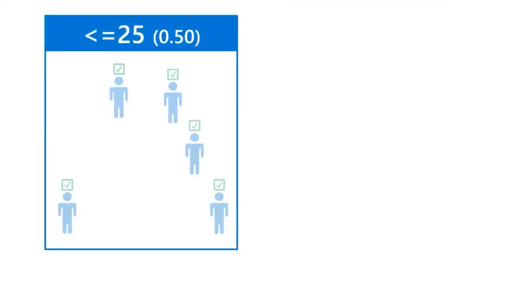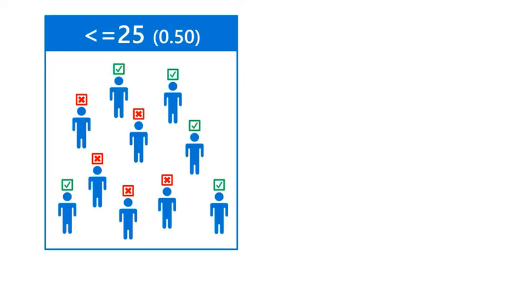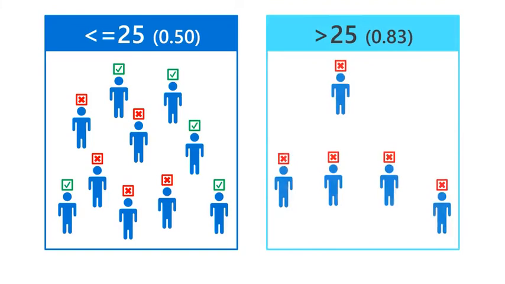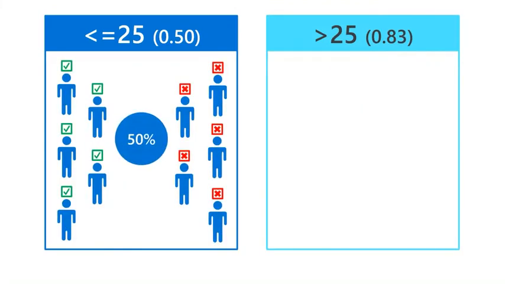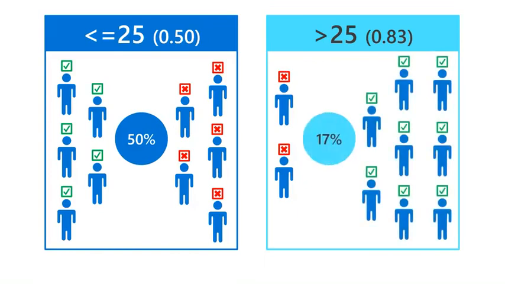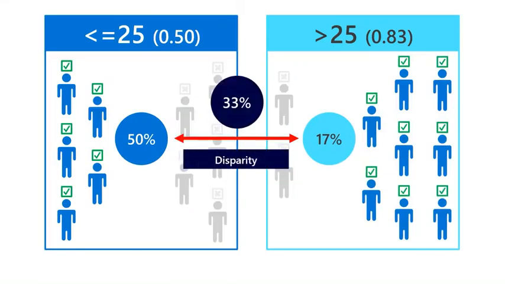Let's say that we find that the recall for validation cases where the applicant is 25 or younger is 0.50, and recall for cases where the applicant is over 25 is 0.83. In other words, the model correctly identified 50% of the people in the 25 or younger age group who successfully repaid a loan, and therefore misclassified 50% of them as loan defaulters, but found 83% of loan repayers in the older age group, misclassifying only 17% of them. The disparity in prediction performance between the groups is 33%, with the model predicting significantly more false negatives for the younger age group.